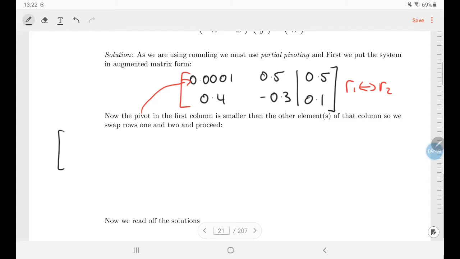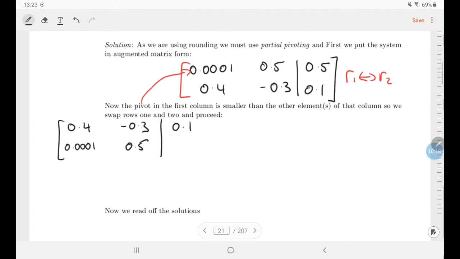swapping row 1 and row 2, we'll get 0.4, minus 0.3, 0.1, and 0.0001. And if you do this, you're not going to divide by that small number. In fact, that 0.0001 is going to be treated a bit more like 0, which is a bit more like what you want.